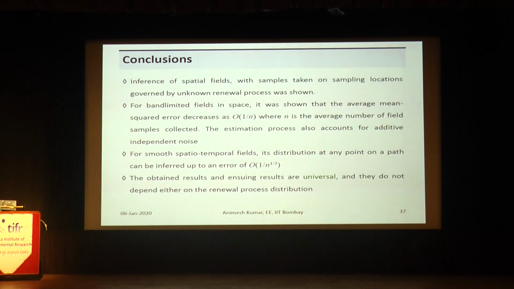All right. In conclusion, what I touched upon was inference of a spatial field, where samples were taken at sampling locations governed by an unknown renewal process. We argued that the average mean squared error can be made to decrease even when the distribution of the renewal process is not known. And therefore, the estimate is universal. And we can use similar ideas for a heat map or a distribution learning problem as well.